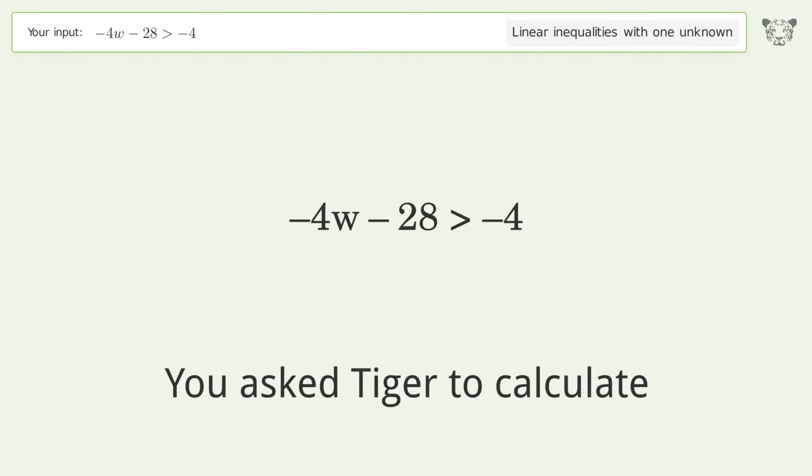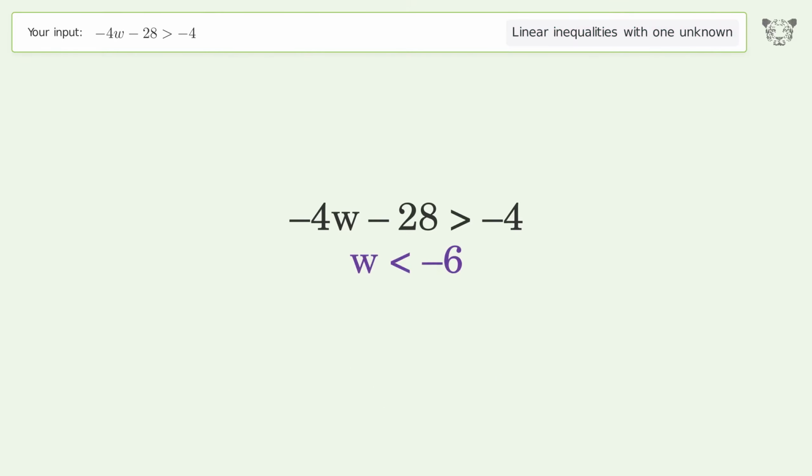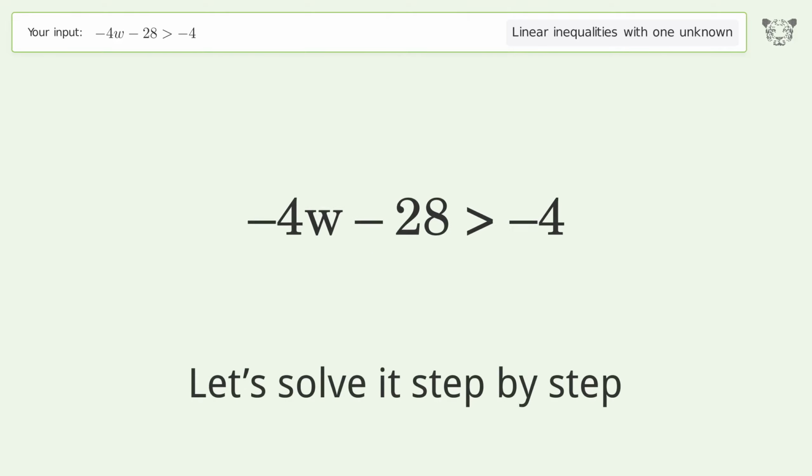You ask Tiger to calculate. This deals with linear inequalities with one unknown. The final result is w smaller than -6. Let's solve it step by step.